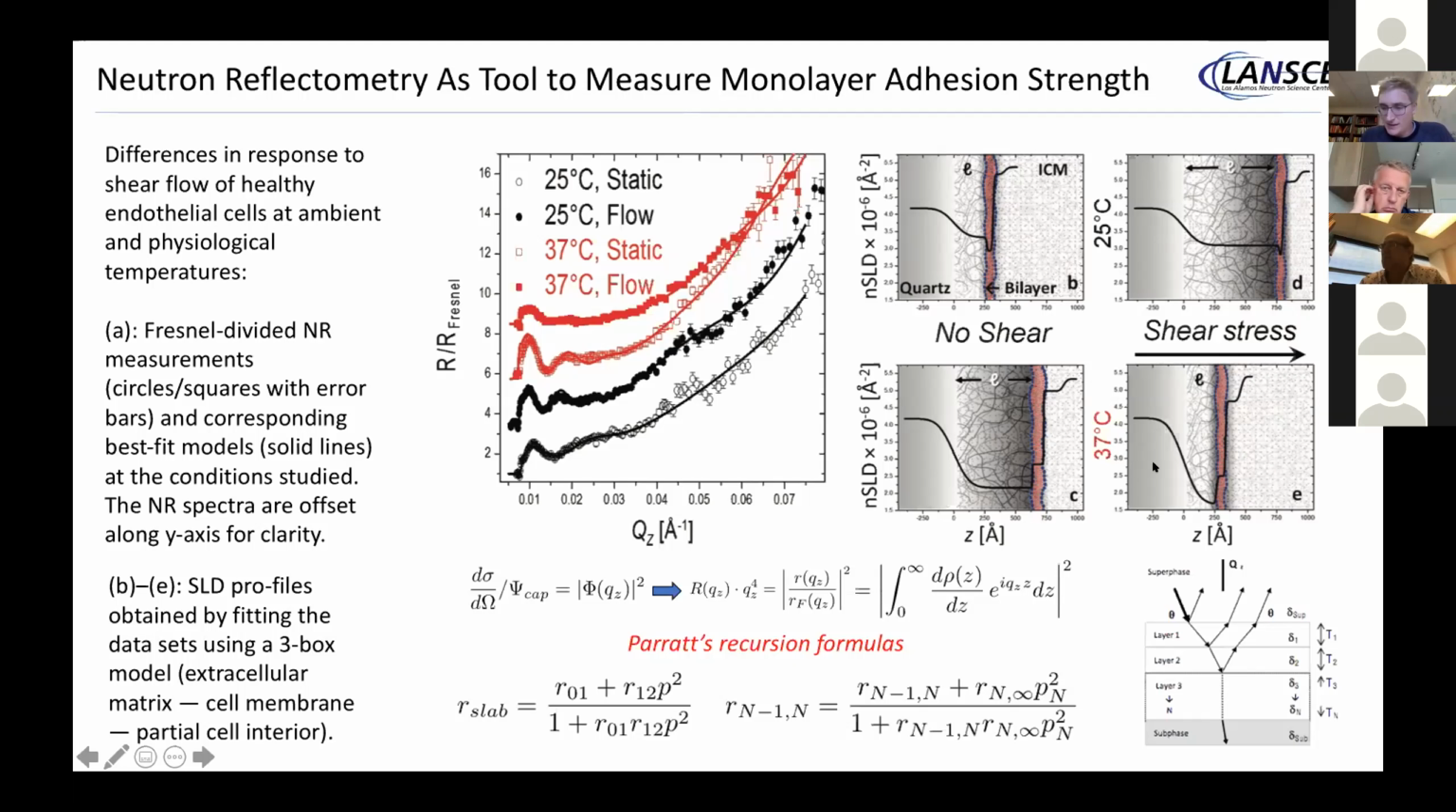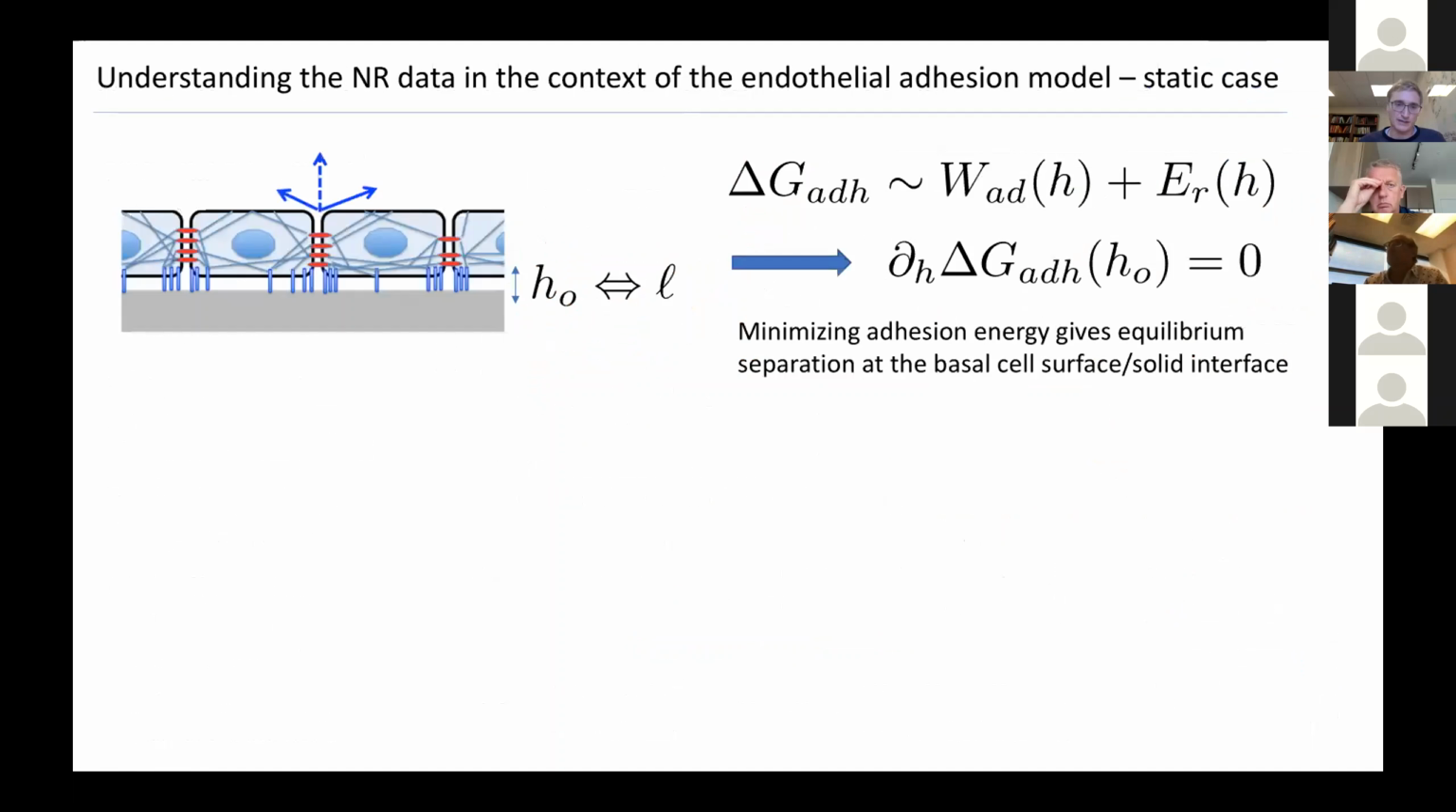Very interestingly, and to our surprise, if we took cells at 37 degrees and turned shear on, so now we shear these cells at 1.5 pascals, we saw the cells approach the quartz more strongly. So L actually was the smallest it was in all of these particular systems when the cells were sheared and at 37 degrees. So we wanted to understand a little bit as to what was causing this.